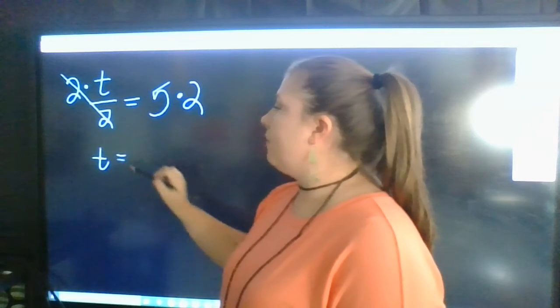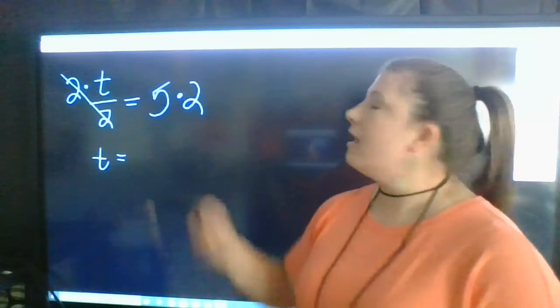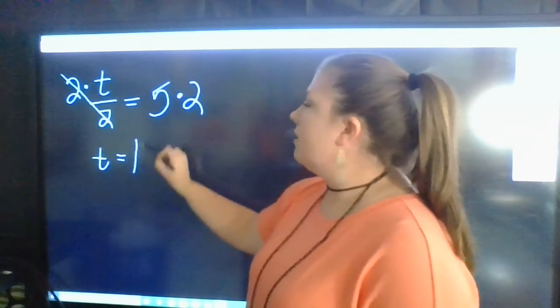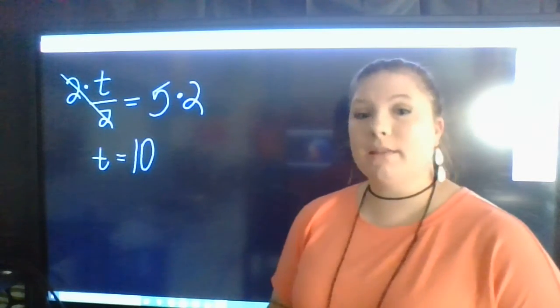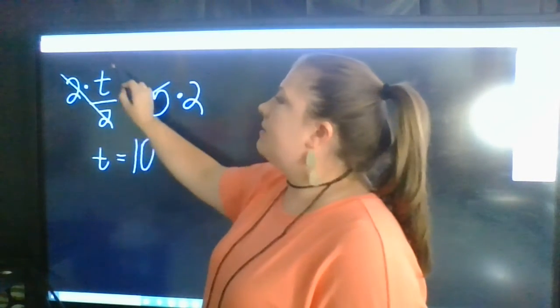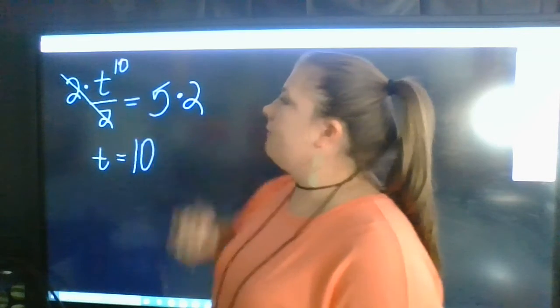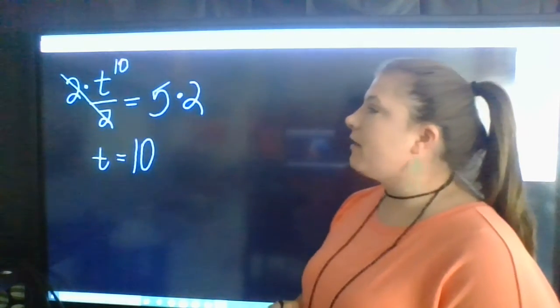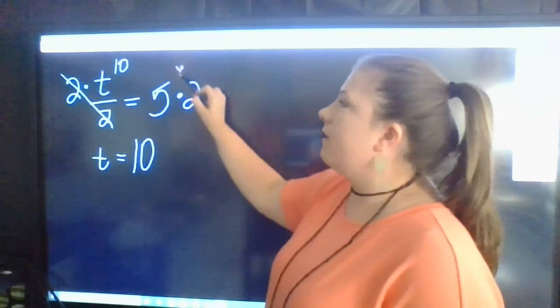I'm going to bring the variable down now. t equals, and then 5 times 2 is 10. Again, let's check our work. Place 10 for t, and then 10 divided by 2 is 5, and it checks out.